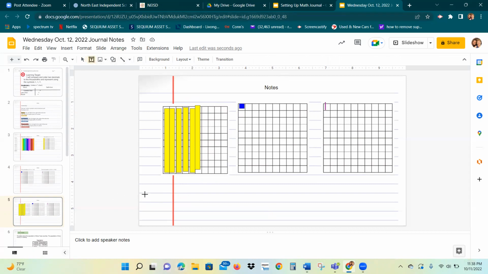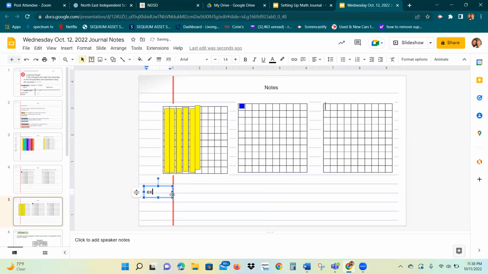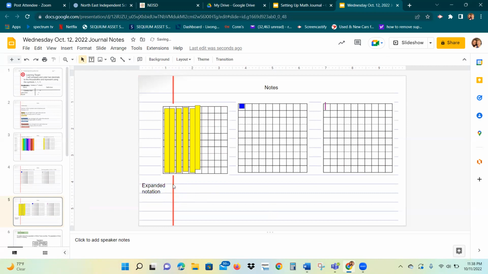So on the quiz, a lot of you were getting that one confused. I'm going to write it out, expanded notation. And this is where you're writing the parentheses with the number and then the representation of its place value.